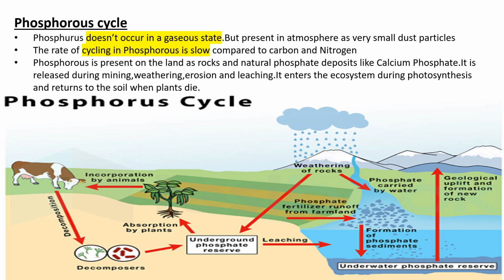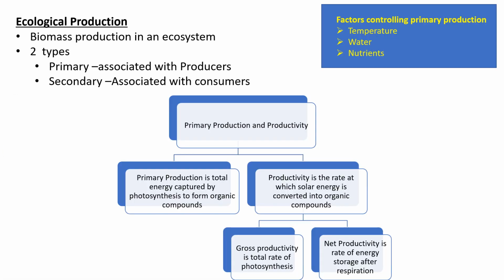Now we'll have to discuss a topic called ecological production. It is defined as the biomass production of an ecosystem. When the plants absorb sunlight and make organic compounds such as carbohydrates, it is called primary production. That means the primary production happens through a process called photosynthesis. When the consumers produce the biomass after consuming the plants, it is called secondary production.